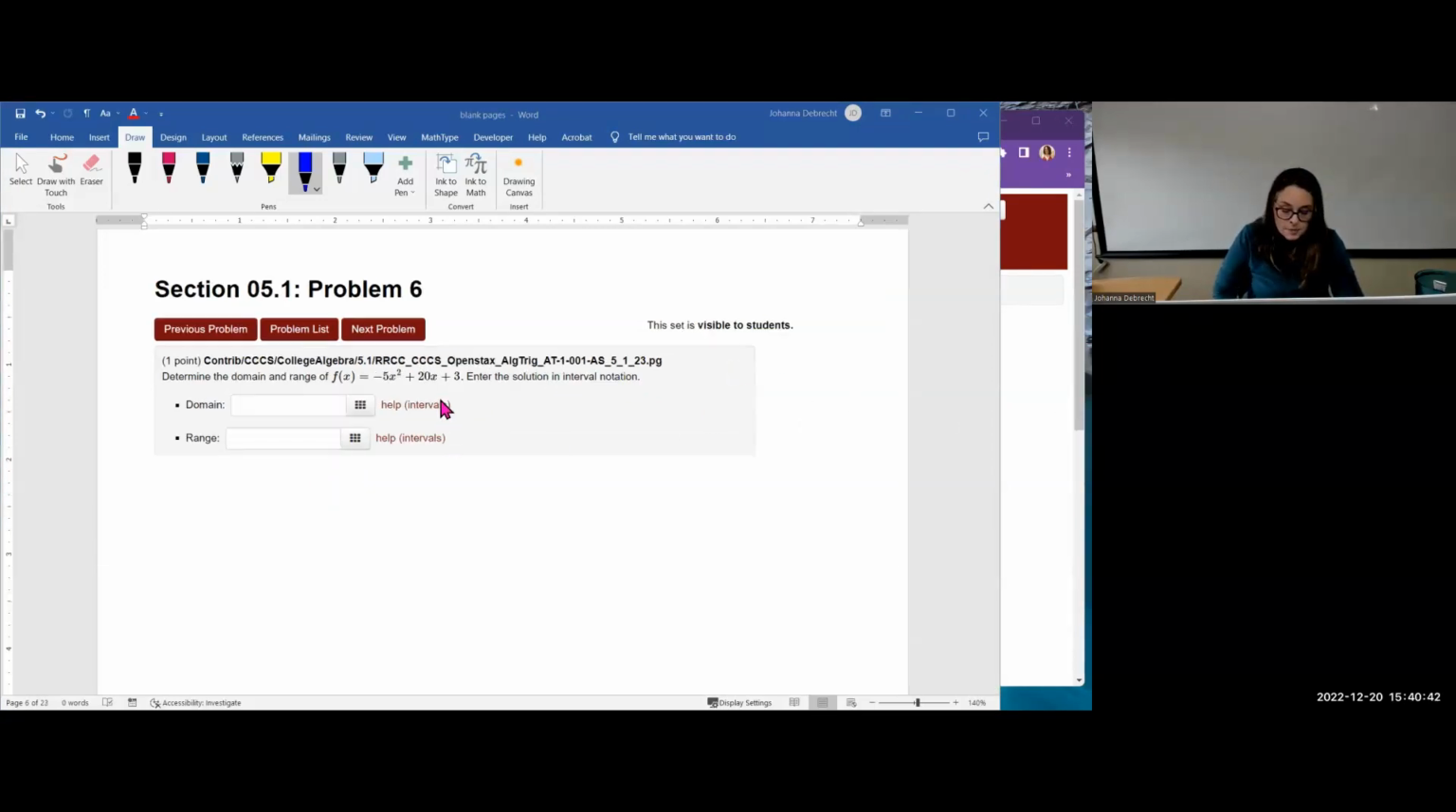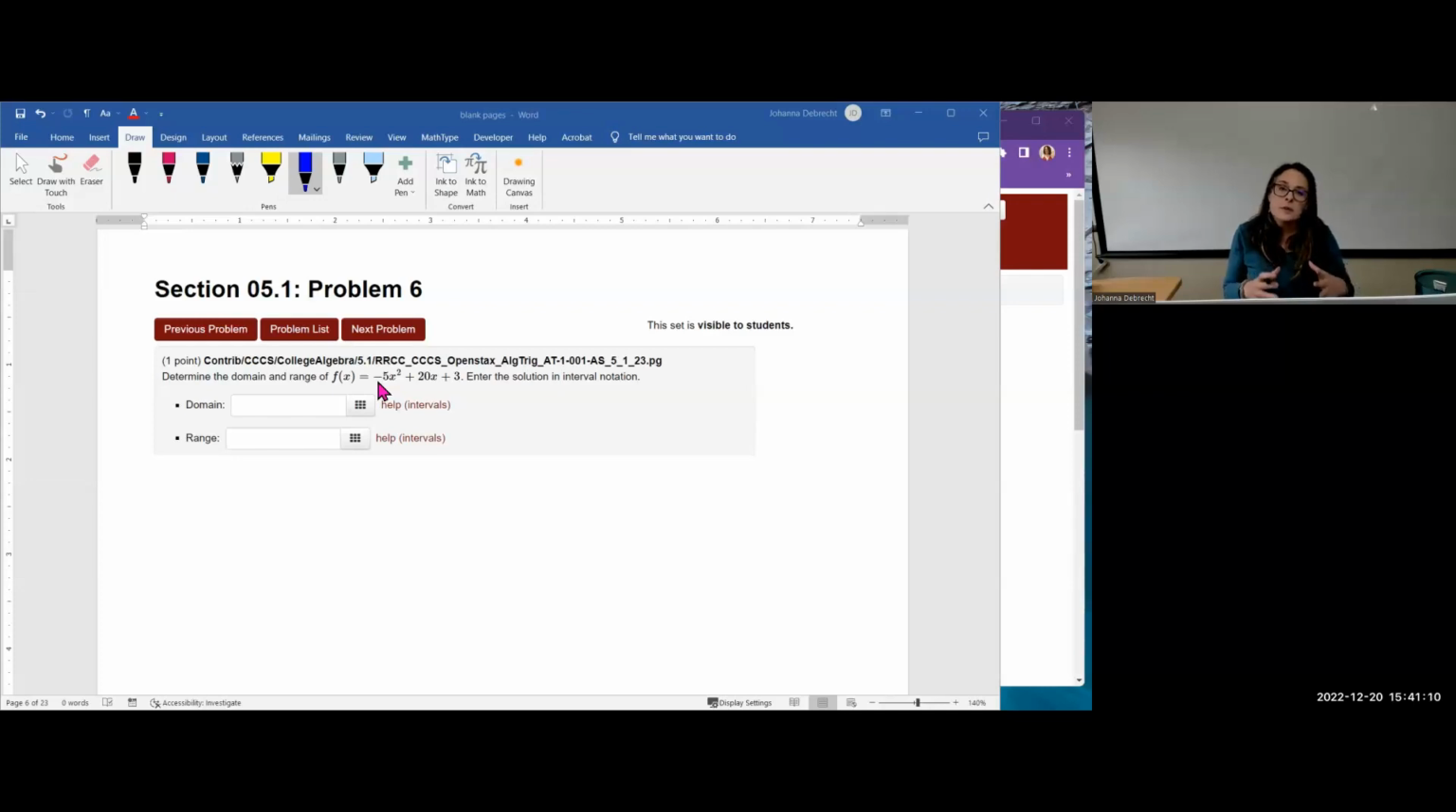In this problem, we have negative 5x squared plus 20x plus 3. It is not in the standard vertex form. Now we want the domain and range. Now we know the domain is going to be all reals because it either opens up or down. And because this one has negative 5 for a, it has to open down. The only problem is the range. We need to know the y-coordinate of the vertex.